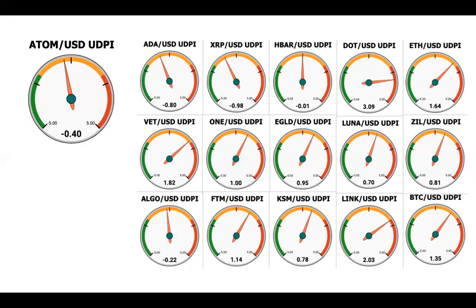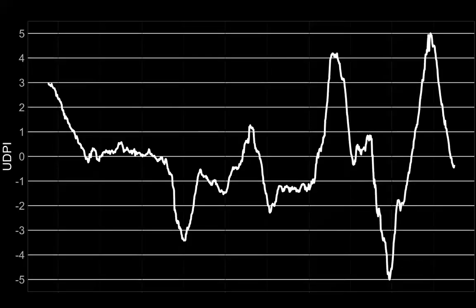And so this is a situation where it's really useful to look at the UDPI in this other way. So we were looking at this color coding of the price chart before. This is just looking at the UDPI output on its own. So here on the left-hand side, we see the UDPI going from 5 all the way on top, meaning high risk, to -5 on the bottom, meaning low risk. And then we have this oscillating white line here, which over time, this is the UDPI reading for Atom. And all the way on the right, today we're at -0.4 as we just saw.